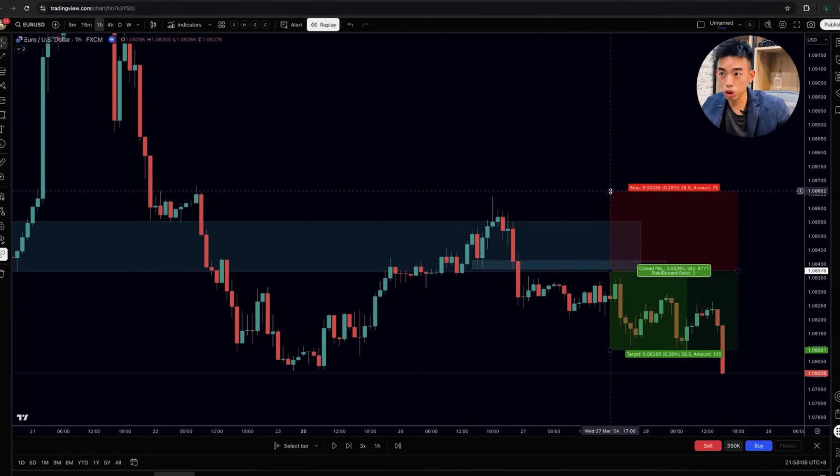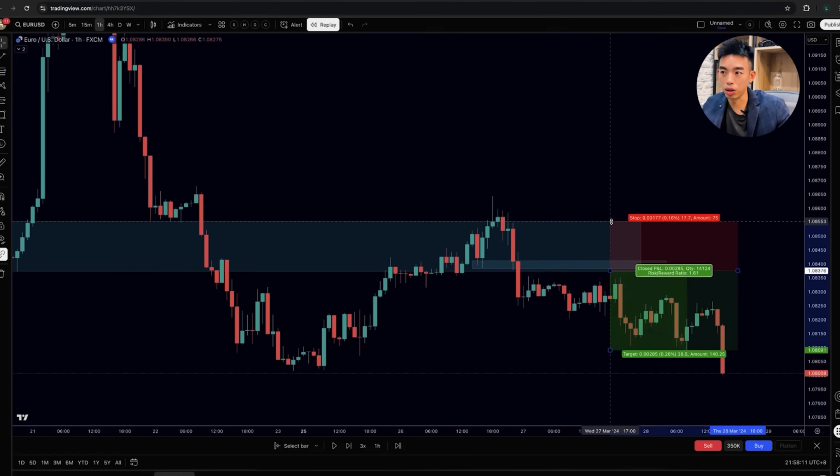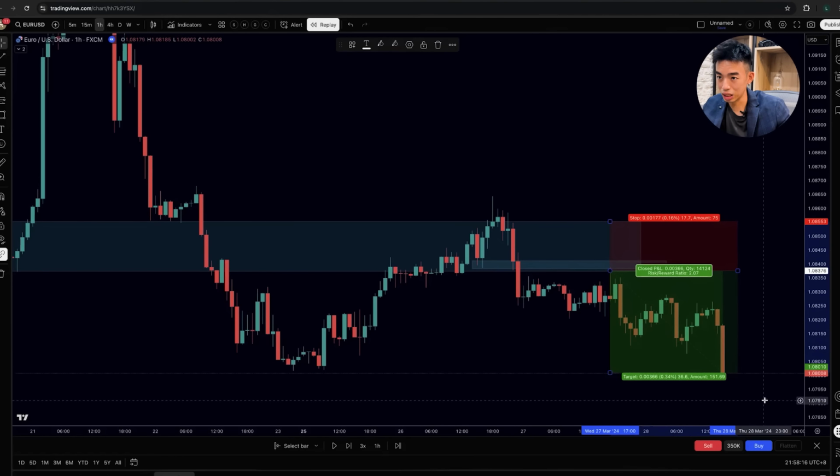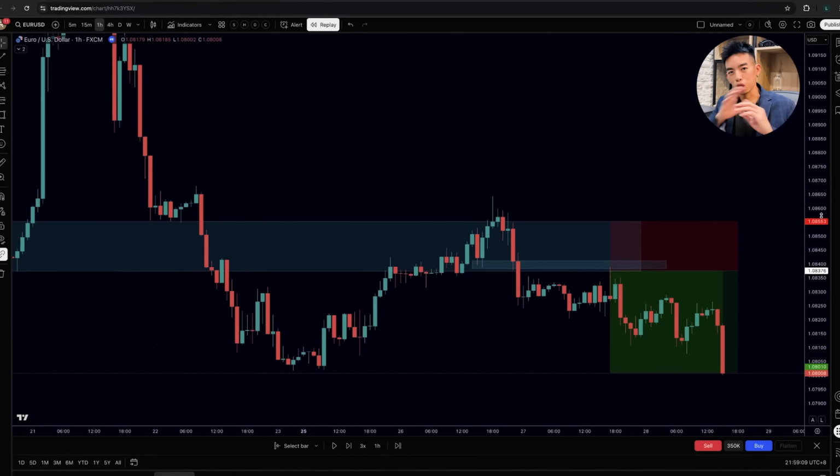Now your stop loss does not need to be tight. It just needs to be out of the way, and you can target the recent low very, very easily. So in a trade like this, you would be able to take at least 2 Rs out of this trade. Now let me show you another example I have here on gold.